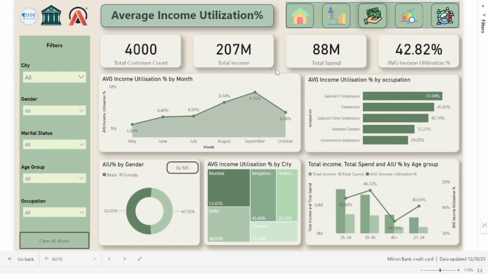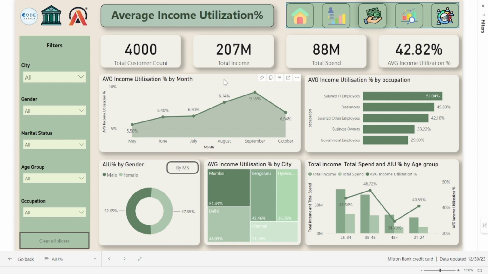This is the average income utilization report. Here the KPIs show that the total income is 207 million and the total spend is 88 million, and the average income utilization of customers is 42.82%.